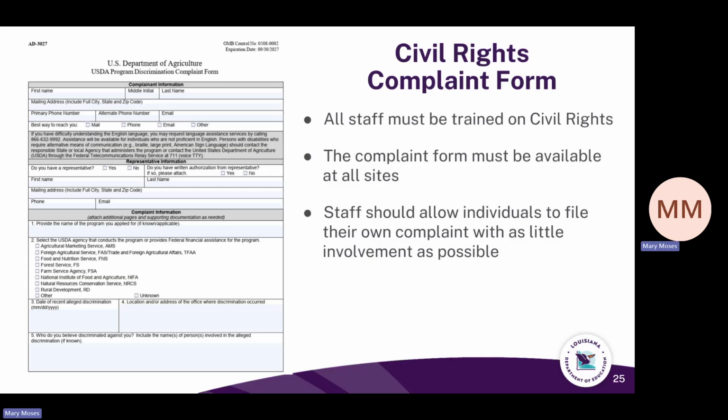This is the discrimination complaint form. It can be found on the CMP website. The USDA program discrimination complaint form must be available at all sites participating in the child nutrition program. When an individual wants to report a discrimination complaint, child nutrition staff should have as little involvement as possible with the complaint process. All staff must be trained on civil rights and this civil rights complaint form.